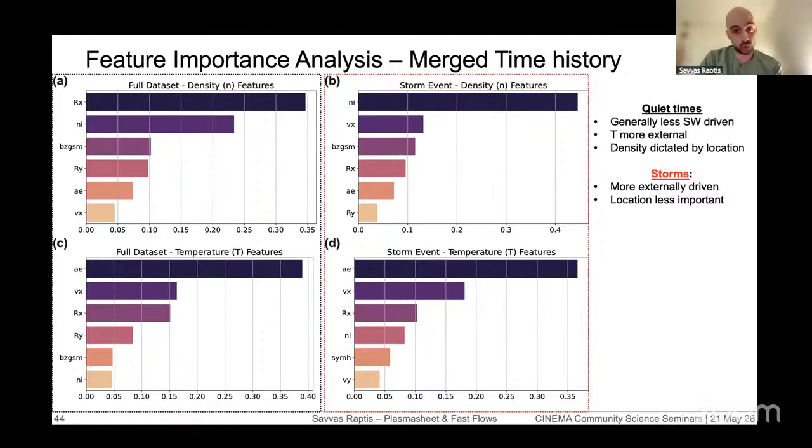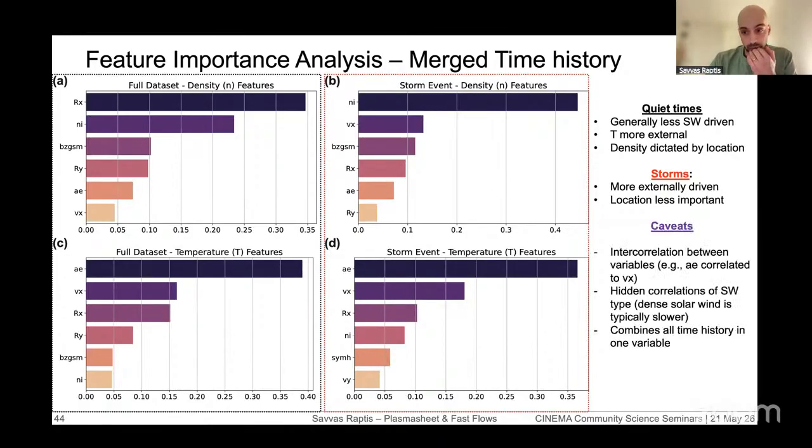However, when we go to storms, we see that the actual model becomes much more driven. The feature that is most important is not anymore the location of the spacecraft, but it is the actual driver. This is, again, super important because it shows how those models can be useful in contrast to the ones that have a stationary weight, regardless of whether you're in storm or non-storm behavior.